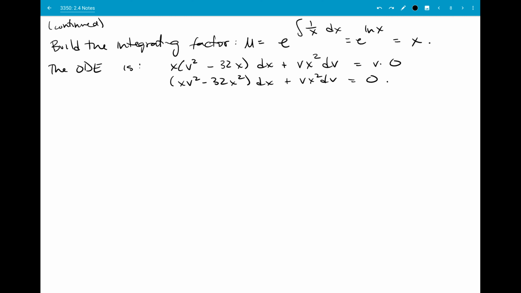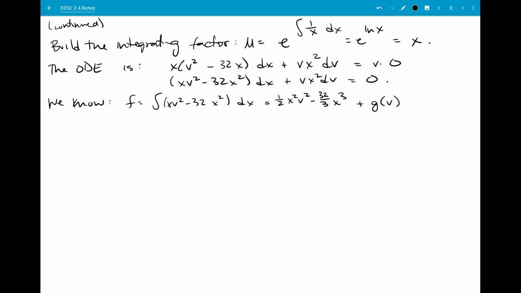Because it's an exact equation, we can go ahead and just solve this the way that we know how to deal with exact equations. So we know f is equal to the integral of m, so x v squared minus 32x squared with respect to x. That's going to be 1/2 x squared v squared minus 32 over 3 x cubed plus some function g of v that we don't really know what it is.